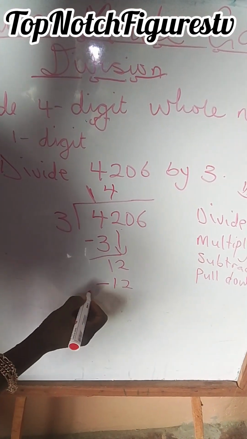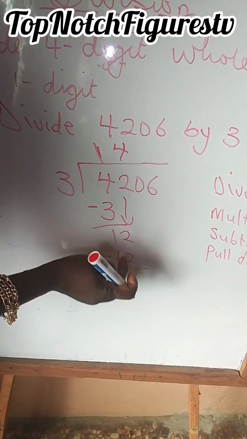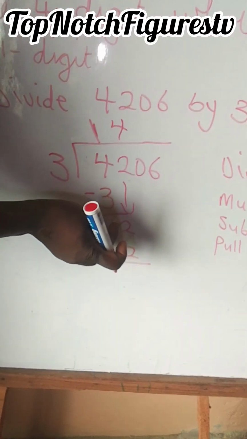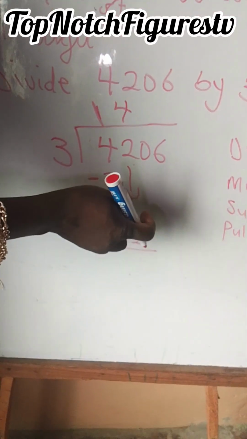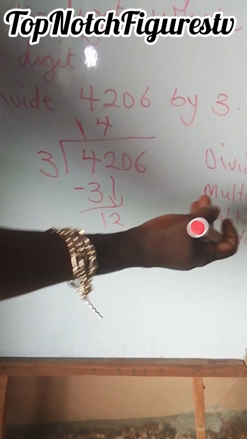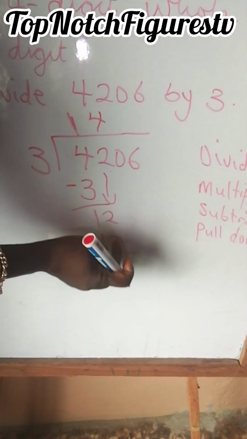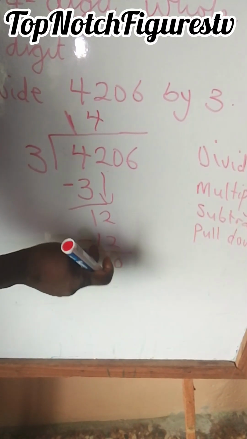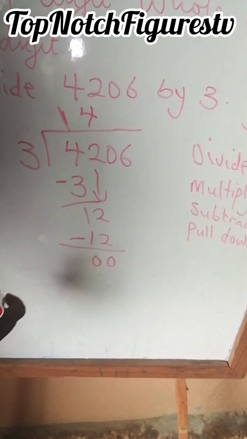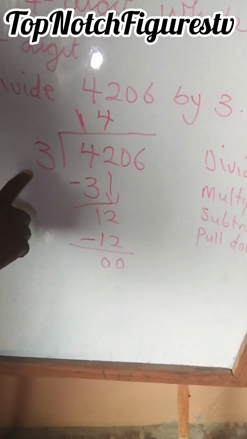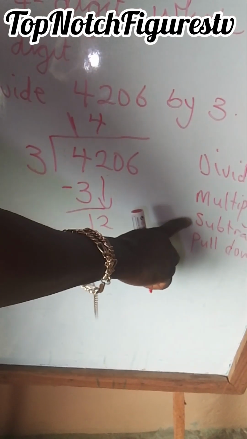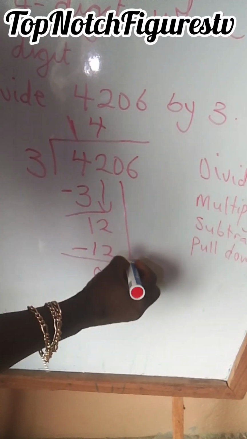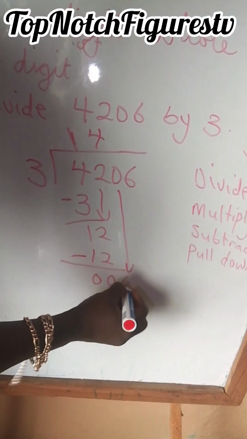Then you subtract. When you subtract 2 minus 2, remember you must always start from where? You must always start your subtraction, addition from your unit. So we start here. 2 take away 2 is 0. 1 take away 1 is 0. After subtraction, what do you do? You pull down.